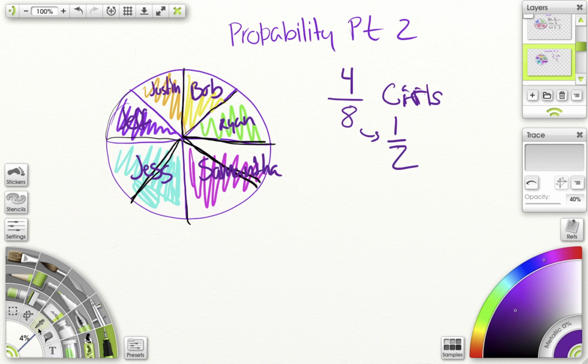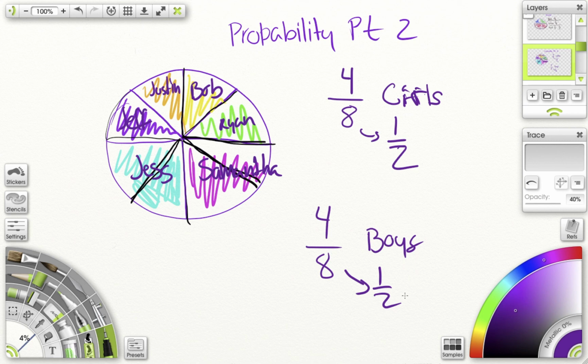of the circle. We have 4 boys out of 1, 2, 3, 4, 5, 6, 7, 8 spots on our circle. So that's our likelihood of boys. So between boys and girls, or 1/2, it is completely equal.